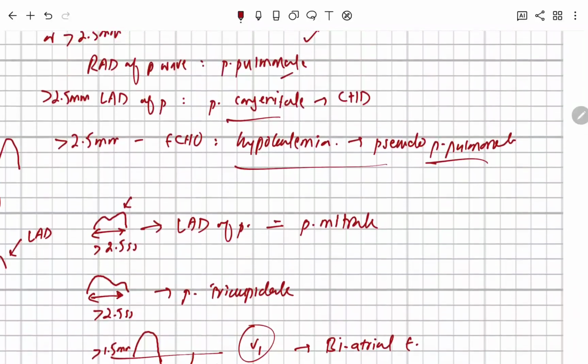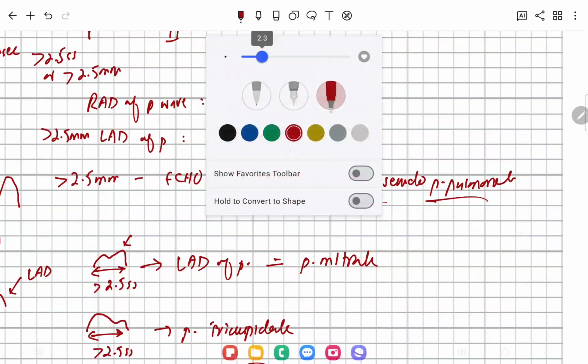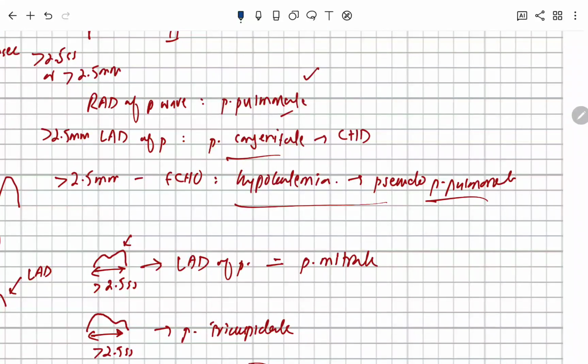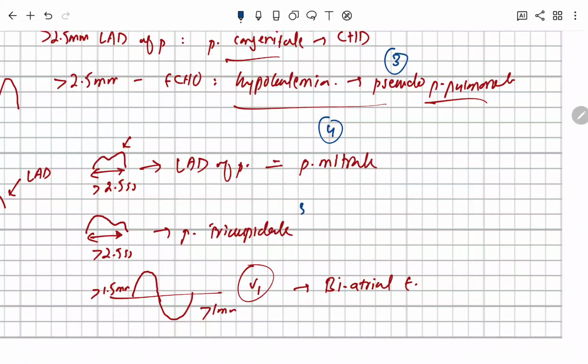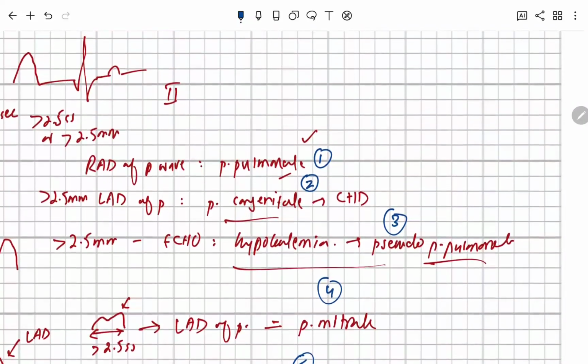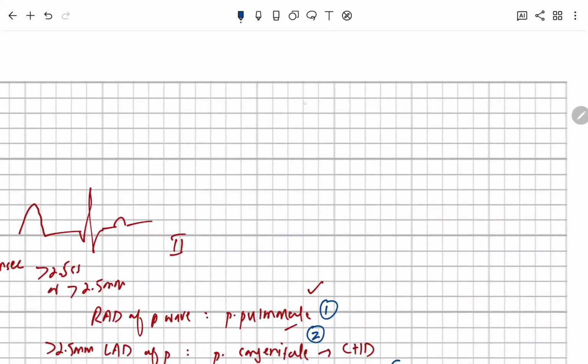All right, so let me enumerate the abnormalities we have discussed up till now. We have discussed P pulmonale, P congenital, pseudo P pulmonale, P mitrale, P tricuspidale, and biatrial enlargement. So let's talk about the seventh abnormality. What if we find inverted P waves? Let me talk about that.